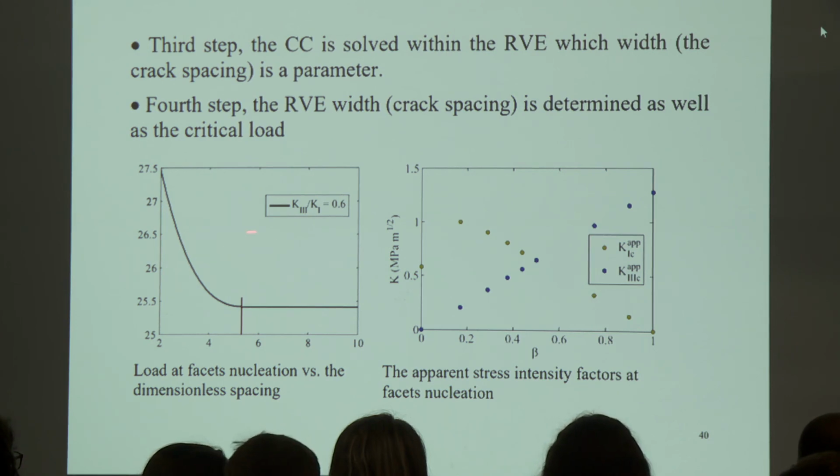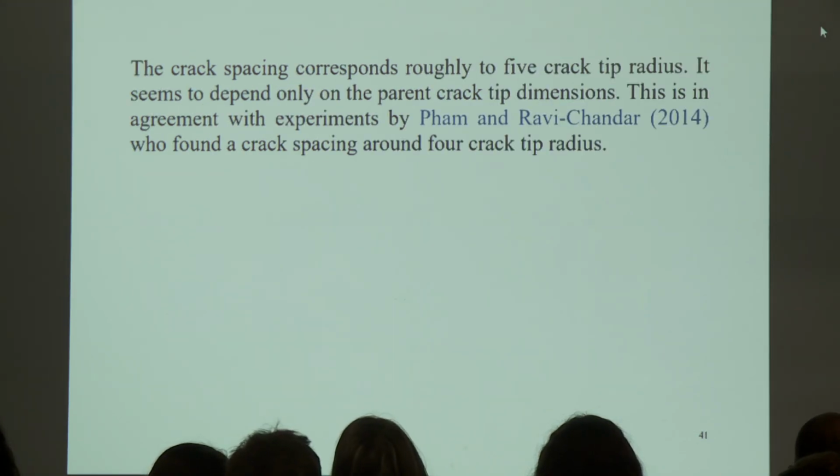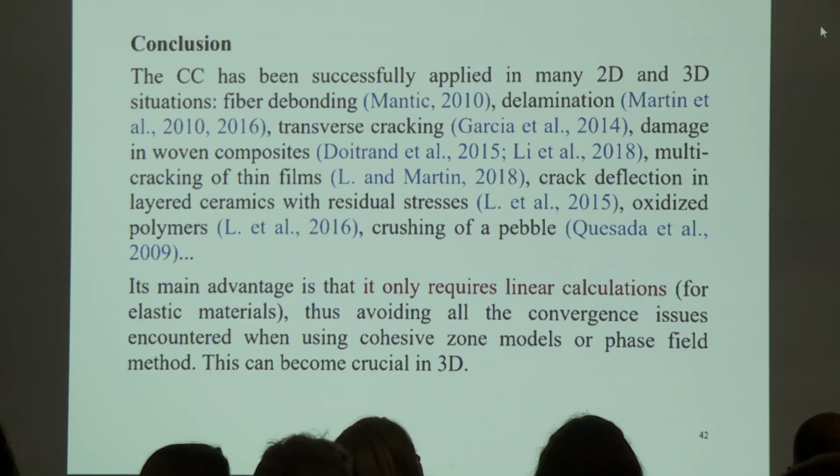Okay? Then we can implement the coupled criterion to determine the crack spacing. People who are interested, I can explain how it is done, and these are some results concerning the apparent stress intensity factors at nucleation. Okay, roughly we have obtained that the crack spacing is 5 times the crack tip radius, and Pham and Ravi Chandar found something like 4 times. Okay, so we were in quite good agreement.